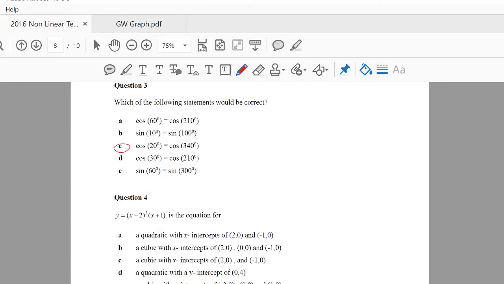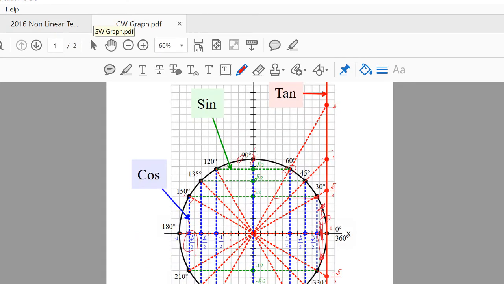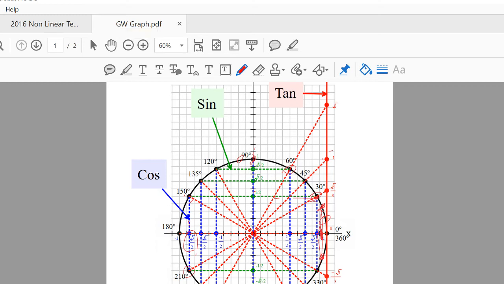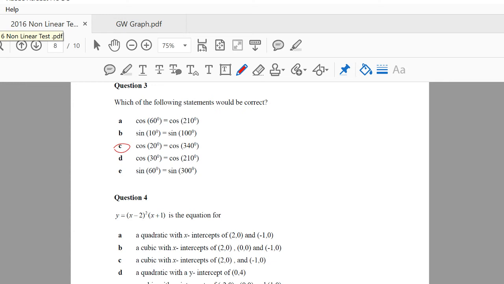If we just go through the other ones, cos of 30 and cos of 210, well, 30 degrees is there and 210 degrees is all the way over here. They have positive and negative. They're not going to be it. And the last one, sine of 30 and sine of 300. Well, 30's up the top, 300's down the bottom. They're definitely going to be different. So it's definitely C. All right.